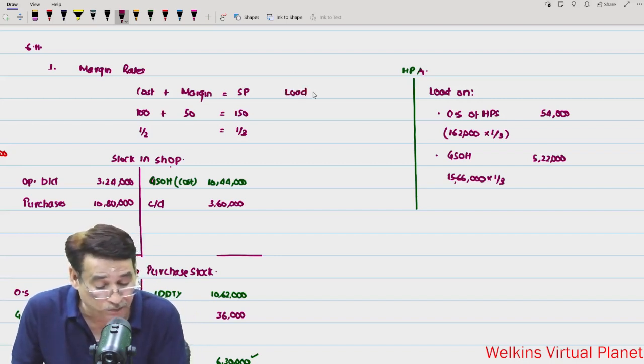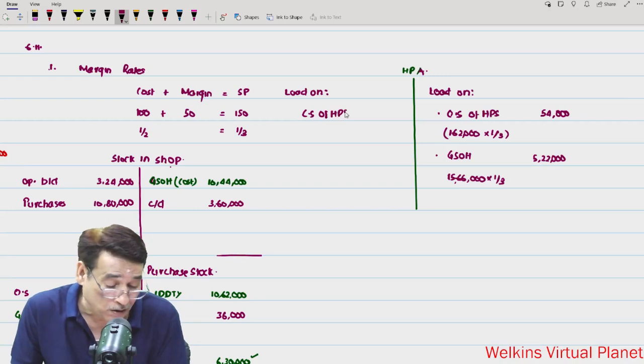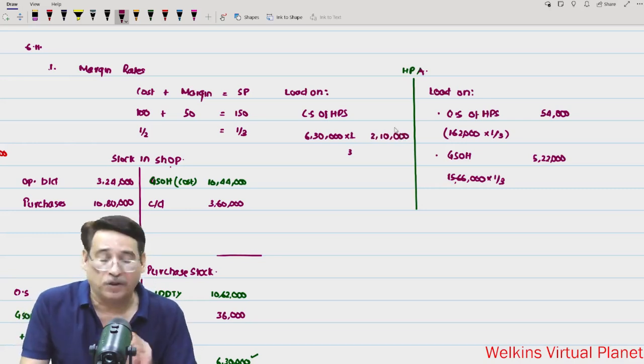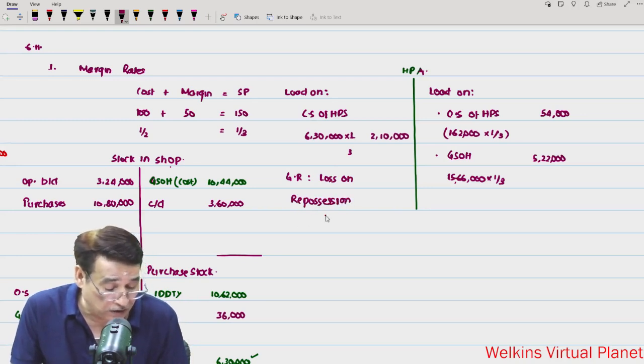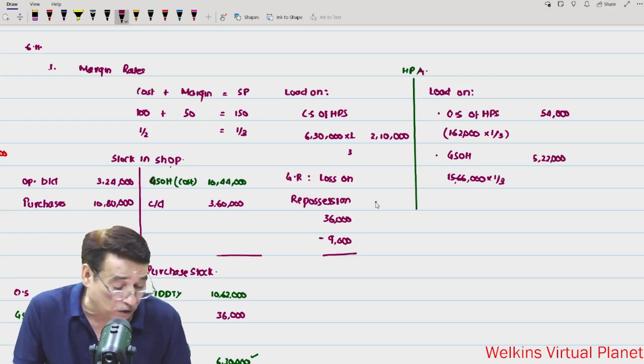So load on closing stock of hire purchase stock account, 6,30,000 into 1 by 3, that is equal to 2,10,000. Now in hire purchase adjustment account, you will have to write goods repossessed. That is loss on repossession. Now what will be the loss on repossession? 36,000 was the value of the item and you repossessed them only at 9,000. So 27,000 is the loss on repossession.